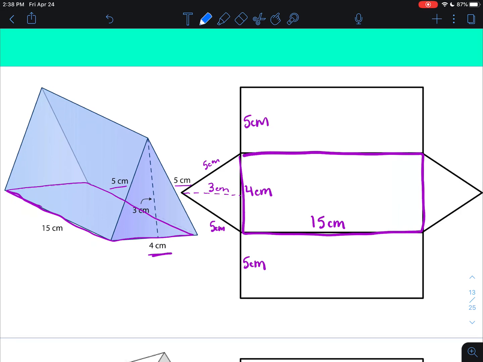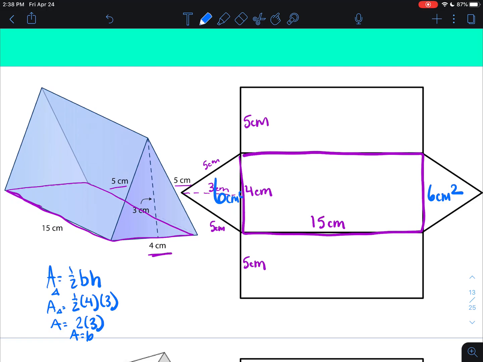We'll start with the triangles, get those out of the way. Area of a triangle is 1/2 base times height. Area is 1/2 times the base of 4, height of 3. So 2 times 3. Area is 6, so we have 6 square centimeters, and each of the triangles is going to be the same.